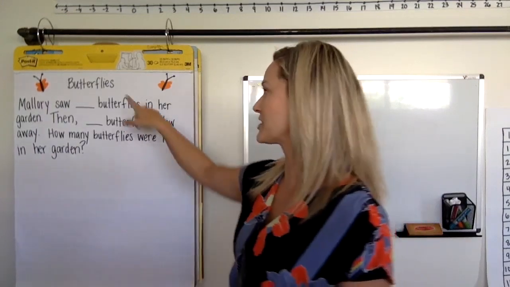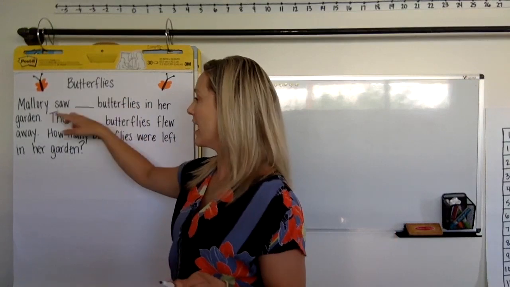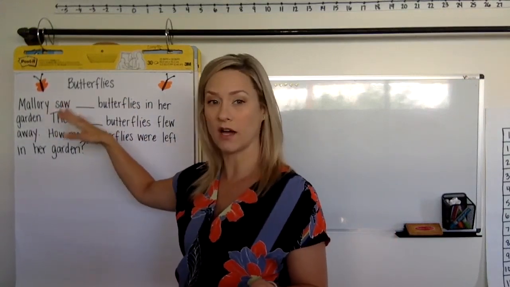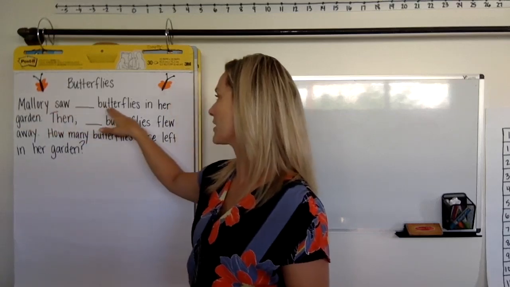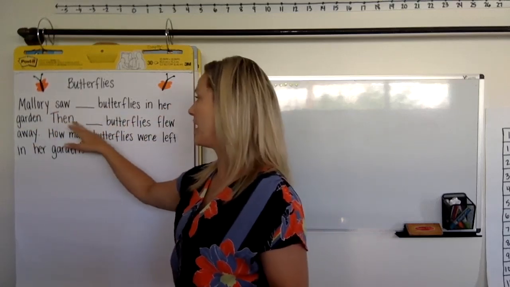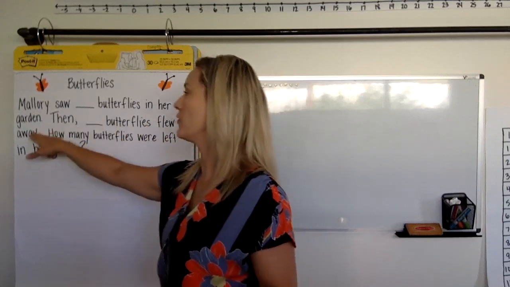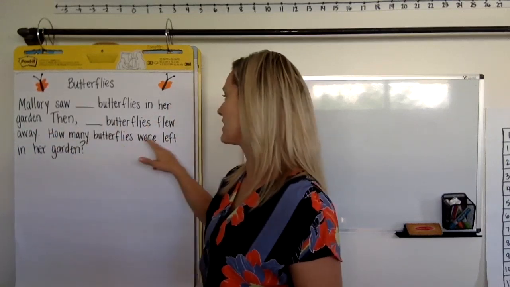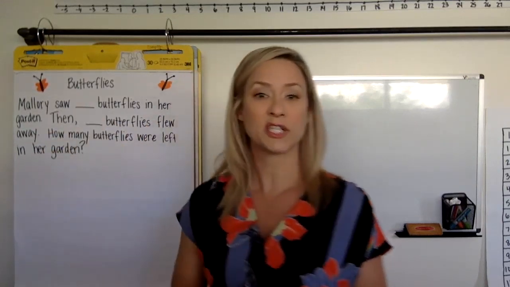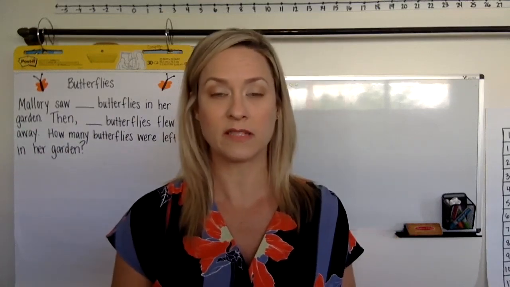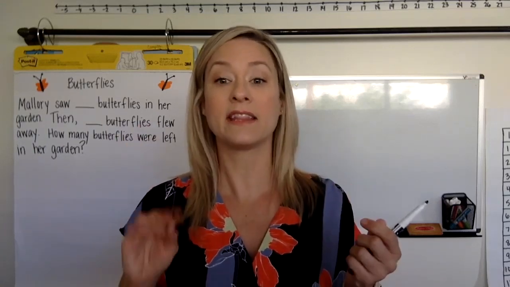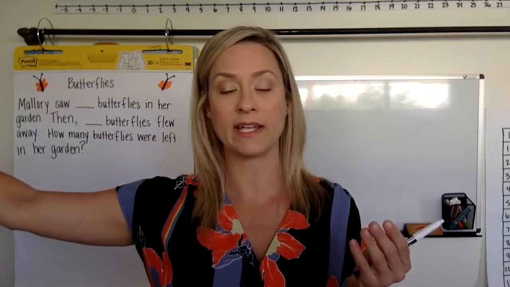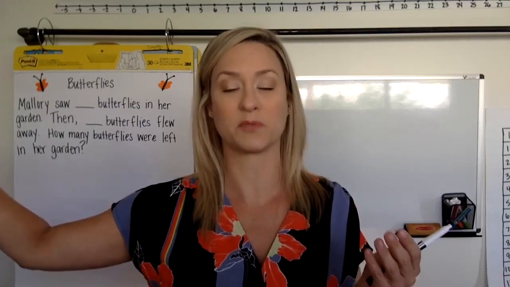All right, so this story is all about butterflies. At first, we just read the story to understand what the story is. So Mallory saw butterflies in her garden. Then butterflies flew away. How many butterflies were left in her garden? Now, a child should easily be able to solve this because they can imagine the story in their mind. So they can imagine butterflies, and the action of flying away in this story is the action of subtracting.